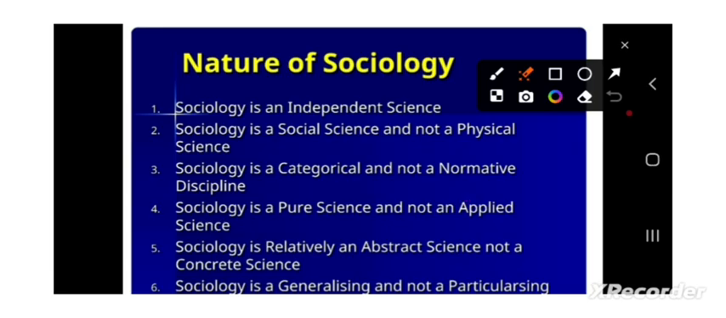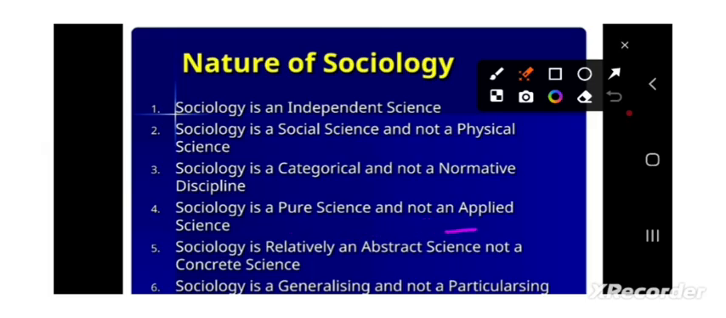Categorical or positive science focuses on what is. It describes and explains phenomena as they actually exist. Normative science focuses on what ought to be. It deals with value judgments and ideals, morality, ethics.